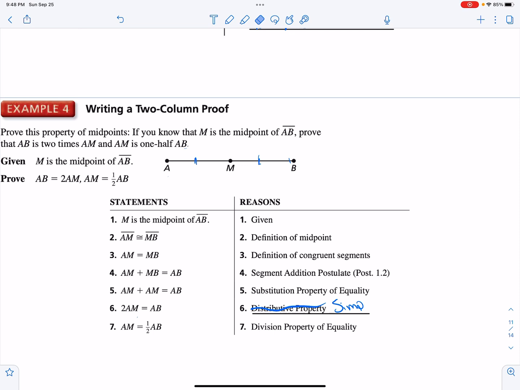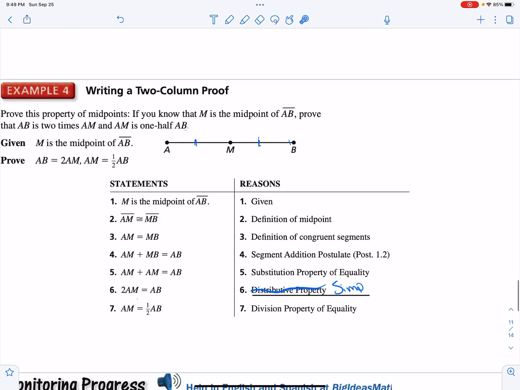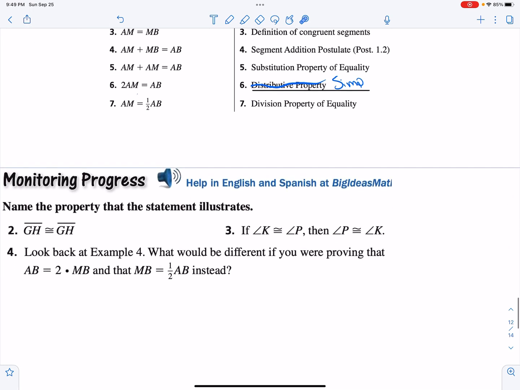Okay, so take your time, write those down. I know I went through those kind of quick, but a lot of these you'll notice are just properties of equality. We were just using these properties of equality with segments, okay? So none of that was really that new. It was just we had to reason our way through it to get our answer, okay?